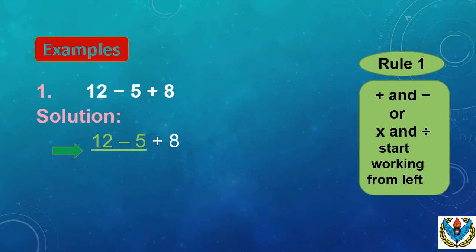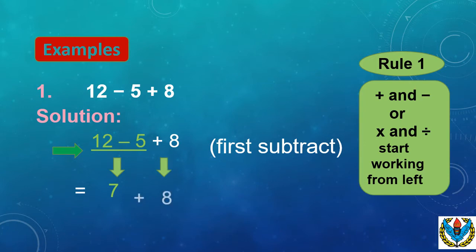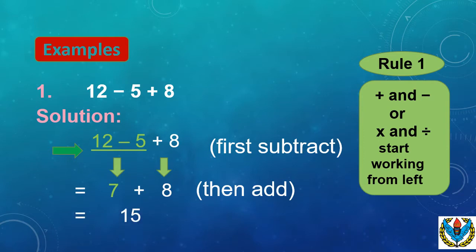And on its left side here is 12 minus 5. So we will first subtract. And 12 minus 5 is equals to 7. We wrote 7 in place of 12 minus 5. And the next number, plus 8, will come as it is. Now in this step there is only one operation left, which is of addition. Now we will add them, and 7 plus 8 is equals to 15. Now here is no operation left, so 15 will be the answer.